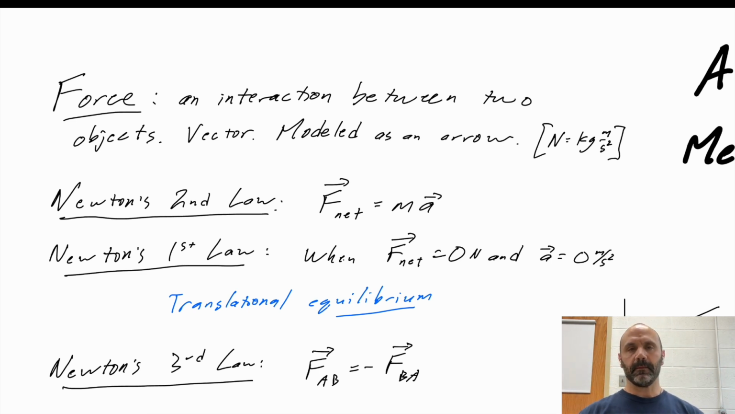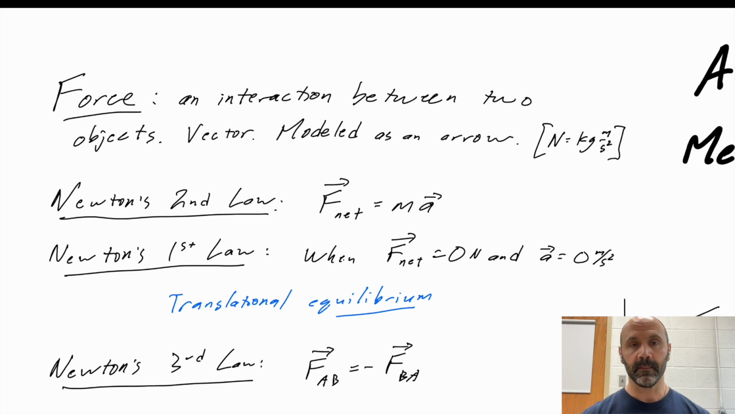Newton's second law is the basis, the whole foundation of physics. F net equals ma. Again, F net. So we're adding up all those interactions acting on that one object, and that is equal to the mass of that object times the acceleration.